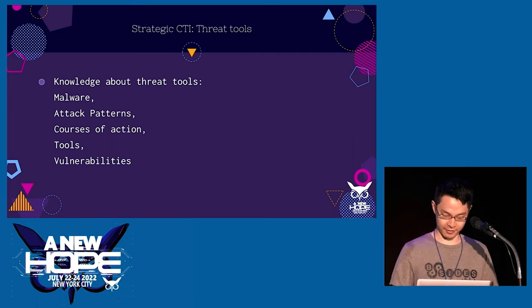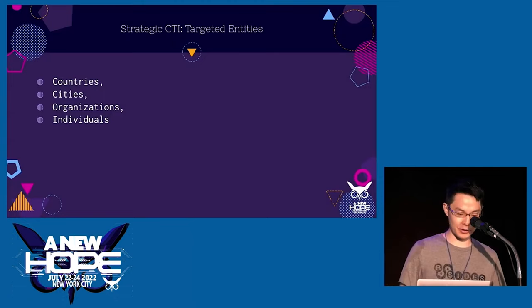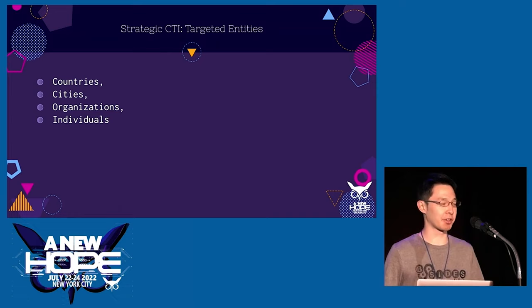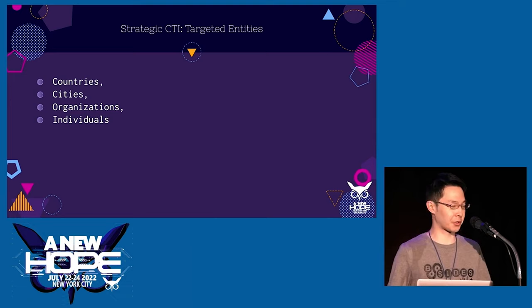So targeted entities falls under countries, cities, organizations, and individuals. Pretty self-explanatory. Usually, these would be the victimology, the victims of attacks and of threat actors and things of that nature.